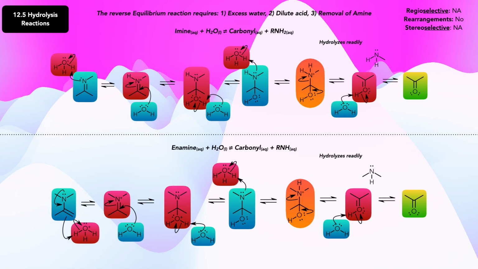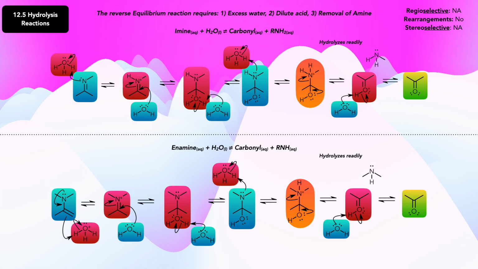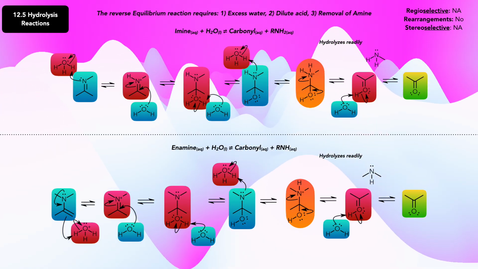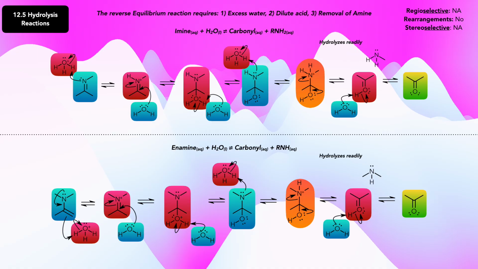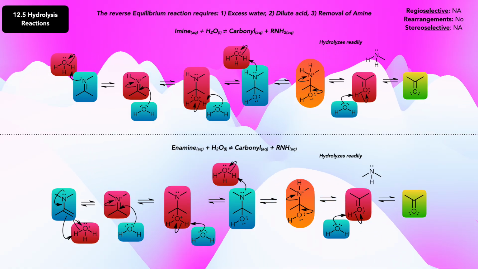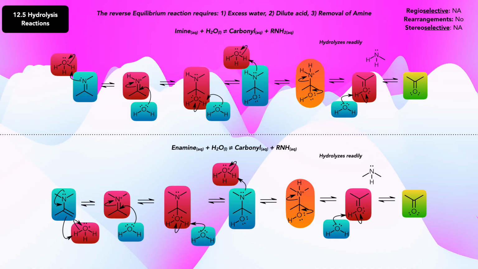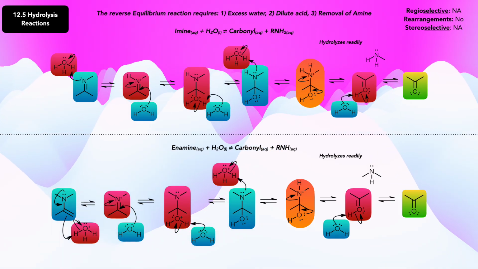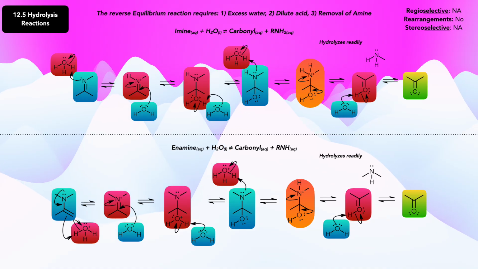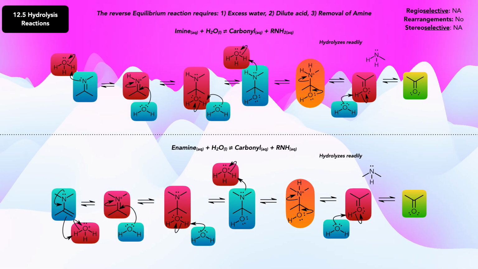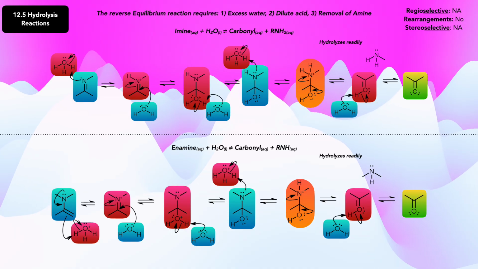For imine and enamine hydrolysis, we protonate the amine nitrogen. Water attacks, we break the carbon single bond to nitrogen, and we regenerate the carbonyl. This hydrolyzes readily. In enamine hydrolysis, it is the reverse of formation. We protonate the double bond, water attacks, we reform the carbonyl very much in a similar way as imine hydrolysis.